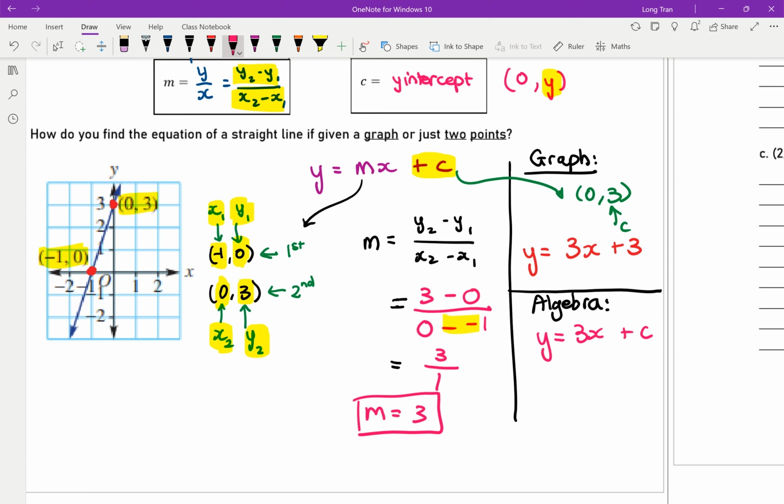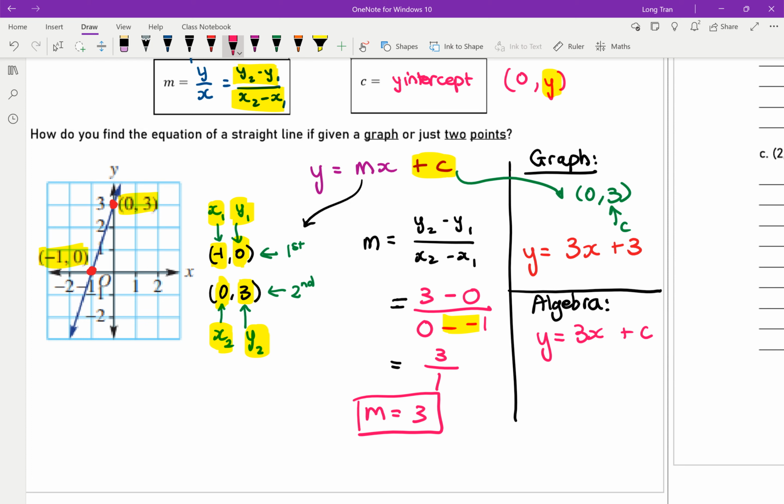What you don't have is c. How do you find out c? Very easy. Okay, this is a very easy part, but it practices you understanding what you're doing here. See that straight line? It has infinitely many coordinates, but there's only 2 that we know. On that line, we have (-1, 0), and we also have (0, 3). These are the only 2 that we can tell from the graph.